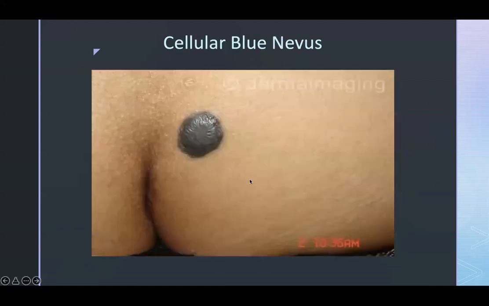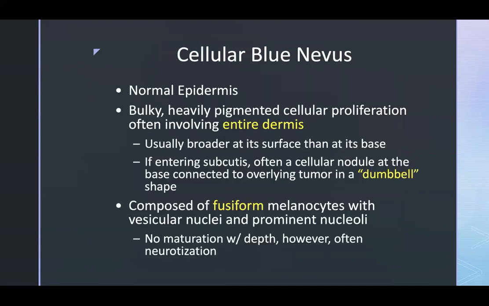Cellular blue nevus clinically is more robust. They can be larger. You can again see that blue hue that's coming off of the lesion. They often have a normal epidermis as well, with bulky, heavily pigmented cellular proliferation involving the entire dermis. It's usually broader at the surface, and it usually has this dumbbell shape at the bottom, so it's bottom heavy. It enters the subcutis and it gives this cellular nodule at the base, and that's what gives you this dumbbell shape. They're composed of fusiform melanocytes with vesicular nuclei and prominent nucleoli, and they typically do not have maturation with depth. However, they do have neurotization.